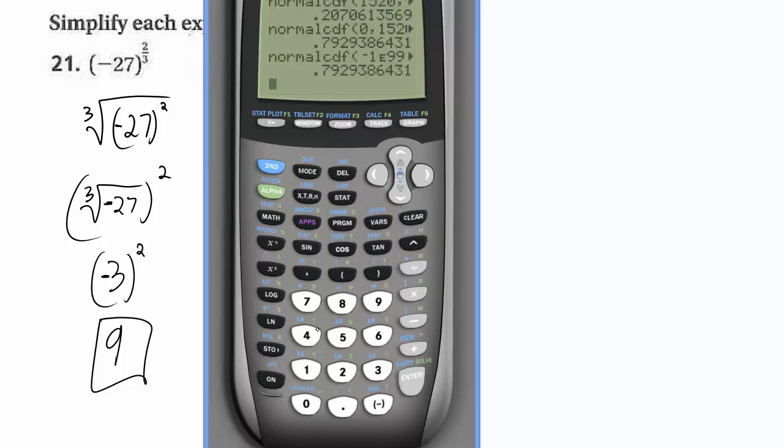If you want to confirm in your calculator, and I think really it takes more time to type it in your calculator than it takes to actually do it. But if you do type it exactly as you see it with the parentheses, negative 27, raise it to the 2/3 power, you do get 9.